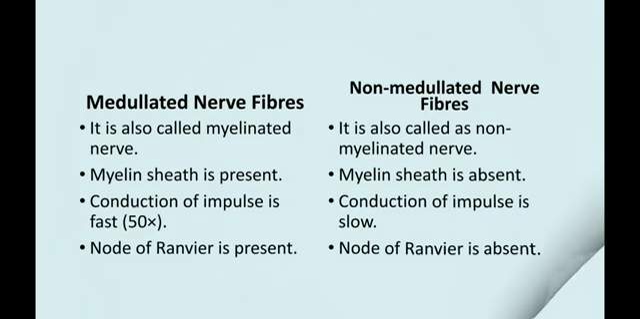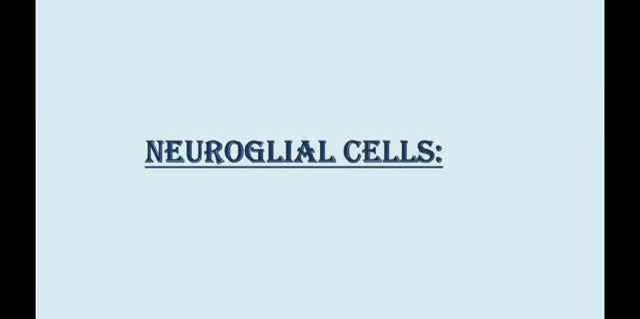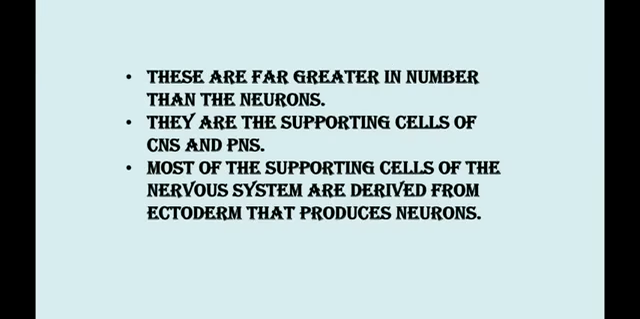Now the next part is neuroglial cells. Neuroglial cells are more in number than neurons. The term neuroglia refers to the supporting cells. I already told you that these are the cells which help to provide nutrition. So these are supporting cells. These are the supporting cells of the central nervous system and peripheral nervous system.